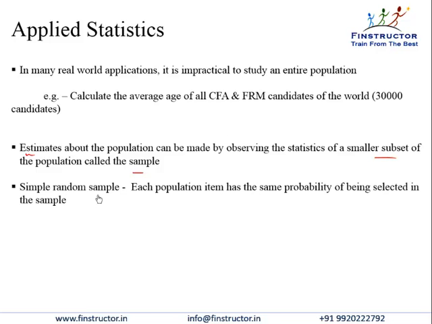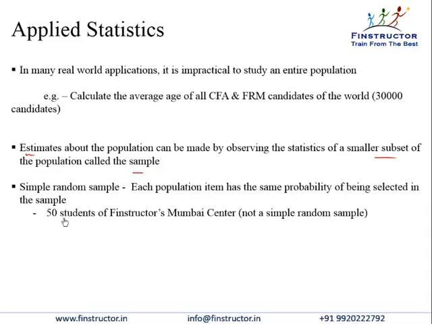In a simple random sample, each item has the same probability of getting selected in the sample. So for example, would a sample of 50 students of Instructors Mumbai Center be a simple random sample of CFA and FRM candidates? It would not be a random sample because people in India have a higher probability of being in that sample, or people in Mumbai have a higher probability of being in that sample. Each of those 30,000 don't have the same probability of being in the sample.